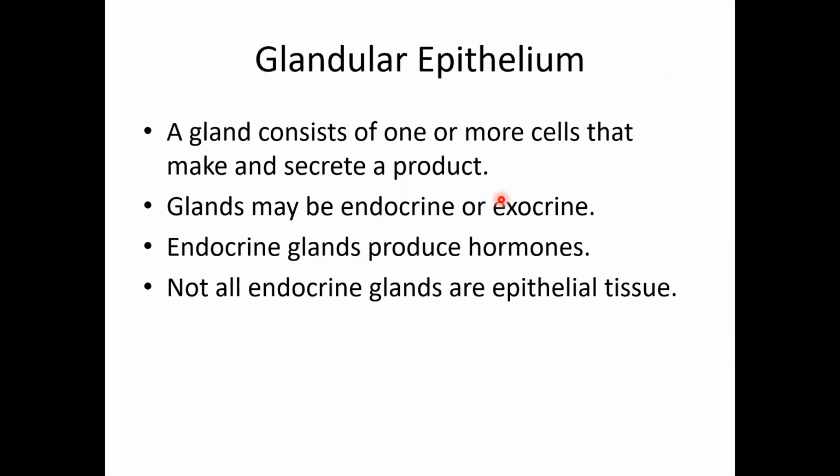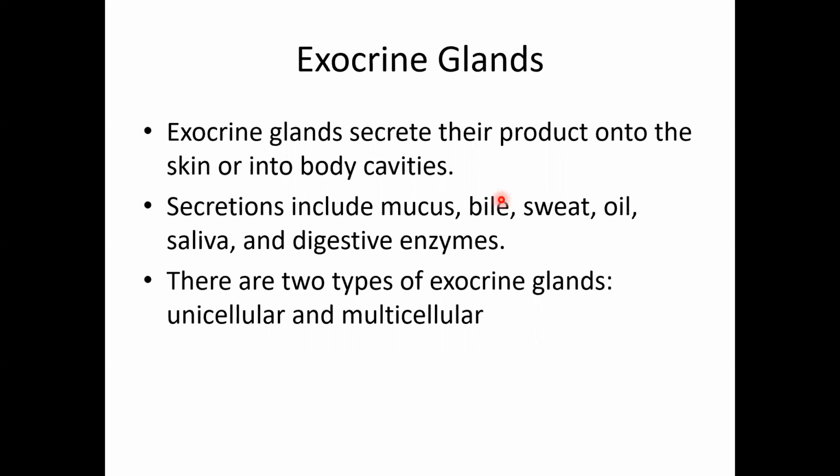Now, epithelial tissue is also found in glands. A gland is a group of cells that are making, and sometimes it's just one cell that's making and secreting some sort of product. We have two types of gland, endocrine and exocrine. We're not going to spend any time with endocrine glands because that's for another semester. Right now, we'll talk about exocrine glands. Exocrine means that we're secreting the product either onto the skin or into an open cavity of the body. So, mucus, bile, sweat, oil, saliva, digestive enzymes, those are all exocrine products.